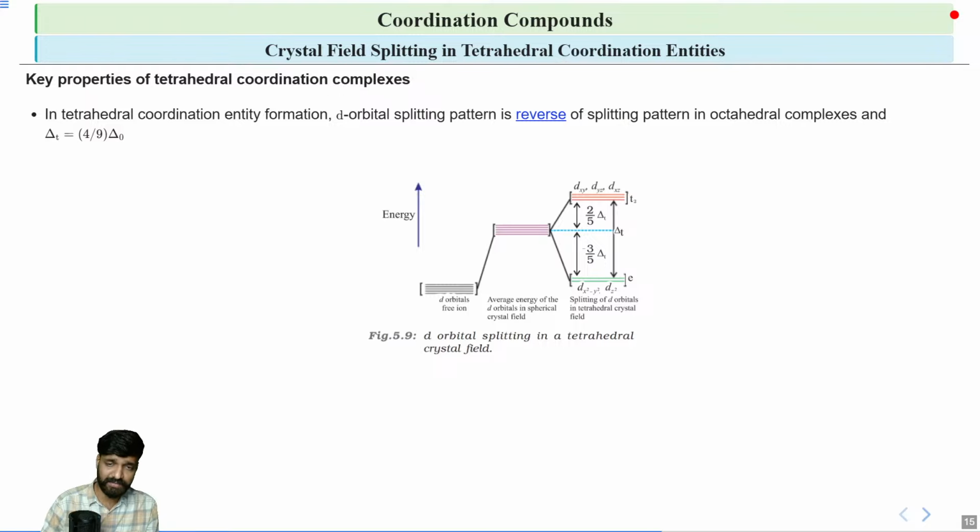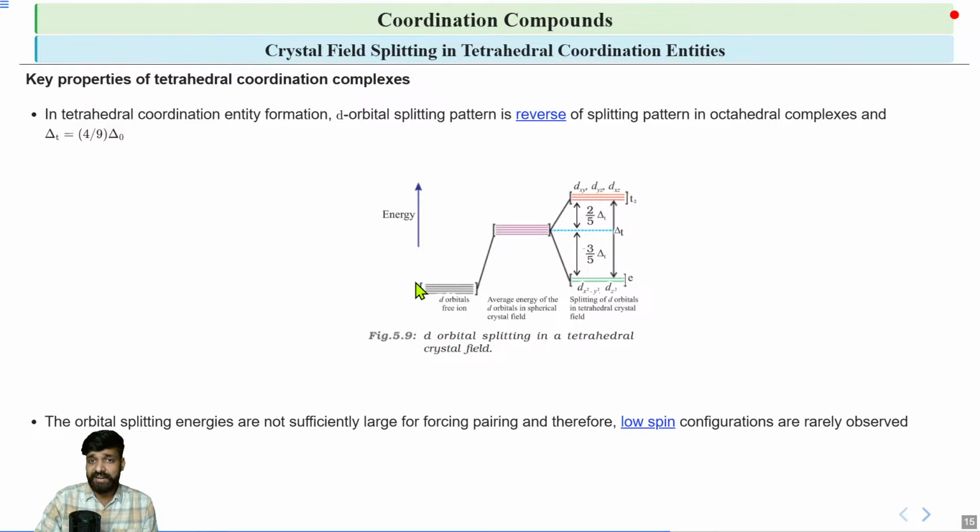Now next, the tetrahedral complex will always be high spin. Why? Because the splitting energy is already very low. The pairing energy will always be higher than delta t, the splitting energy. Therefore, rather than pairing up, the electrons will always go to the higher energy orbitals. Hence low spin is not observed, or is rarely observed, in the case of tetrahedral complexes.